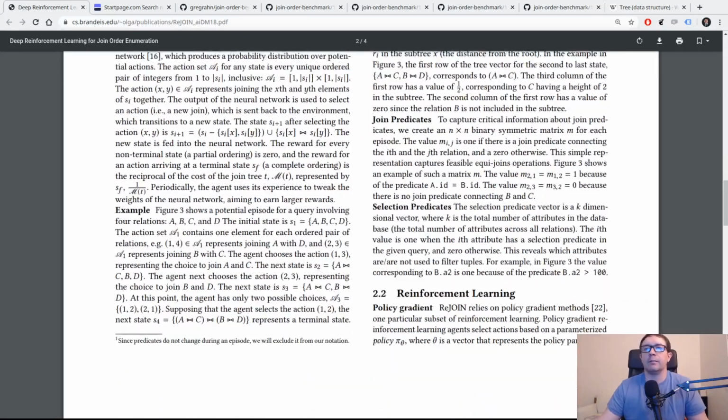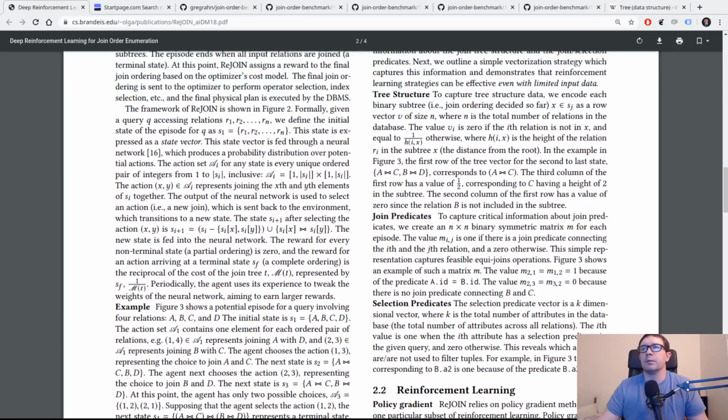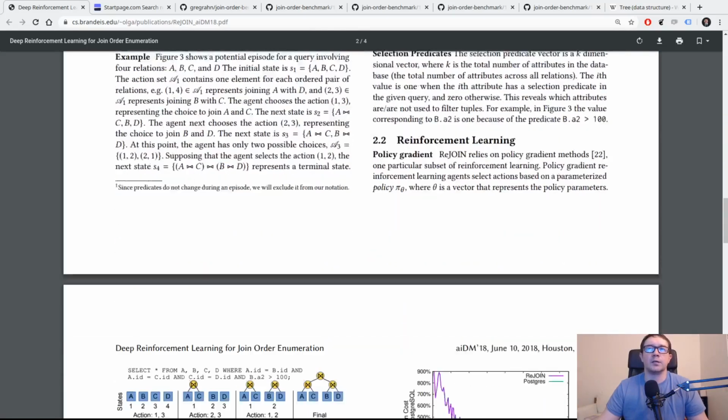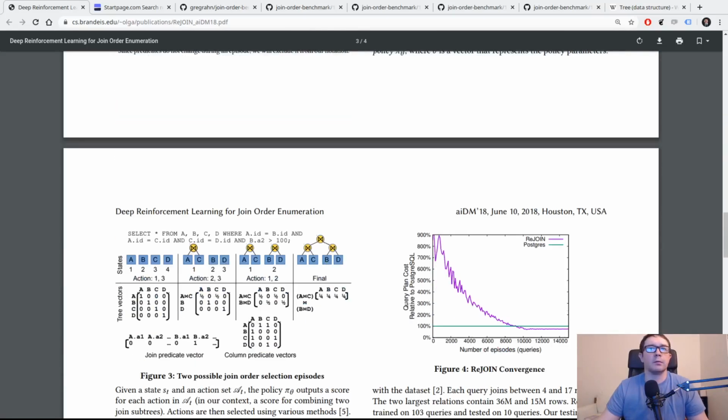So they're talking about, let me double check to make sure I don't mislead us here. They're talking about the third column of the first, okay, so in the example in figure 3, the first row of the tree vector for the second to last state. Okay, so right here, this state. Can I highlight that? No, I cannot. Well, yeah, I can. Kind of this state. No, that doesn't work. Second to last. You get the idea.